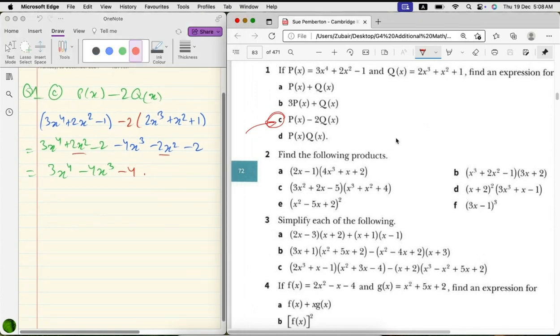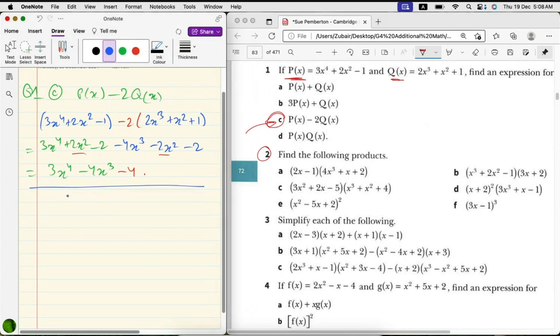A different writing style in question number 2. They're not giving it as functions of p or q. That is just directly given and expected to simplify. Find the following products. Let's try a and f.